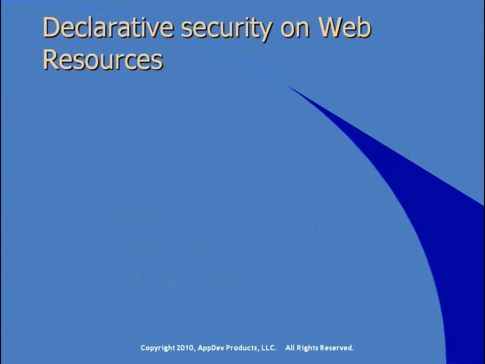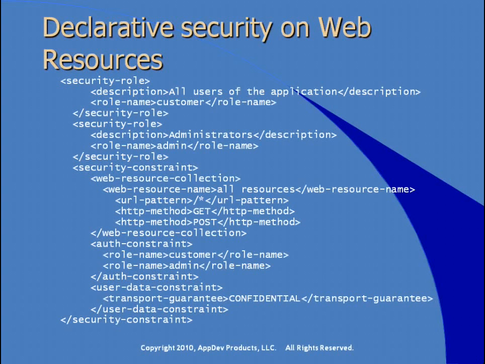An example would be, again, looking at the web deployment descriptor, we would see a security role element at the top. Actually, we've got two security role elements at the top. One role for customer, one role for admin. This is the actual name of the role.